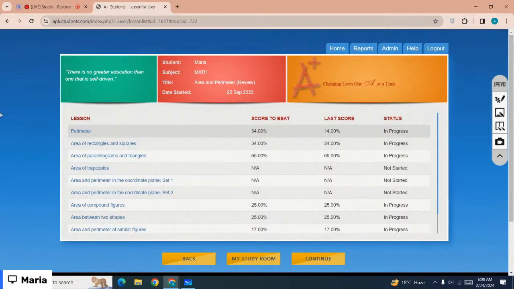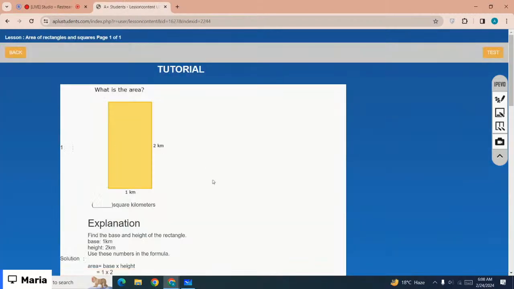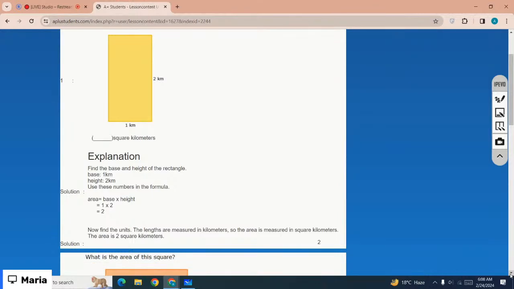the next lesson is area of rectangles and squares. Let's just start with the lesson. So here we have the rectangle given. We need to calculate the area of the rectangle. So we know that the area of a rectangle is always area equals base times height, right? So base is 2 and height is 1. So that is 2 times 1. The correct option is 2. Got it?